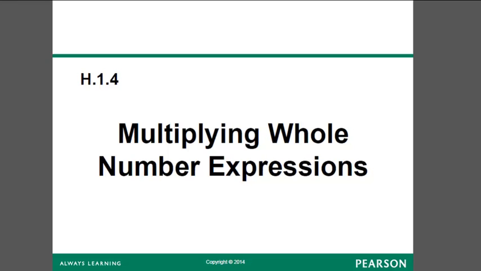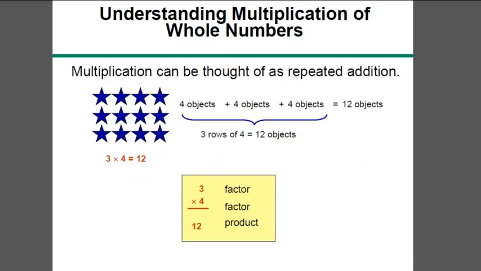This video is for homework and mastery 1.4, multiplying whole numbers. Multiplication can be thought of as repeated addition. Look at the stars here. You have 3 rows of 4 objects. 4 stars plus 4 stars plus 4 stars. You have a total of 12 stars.